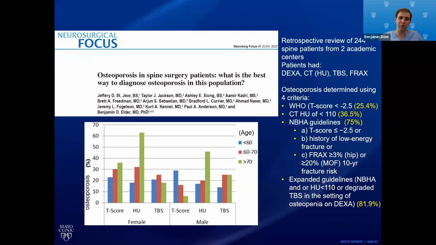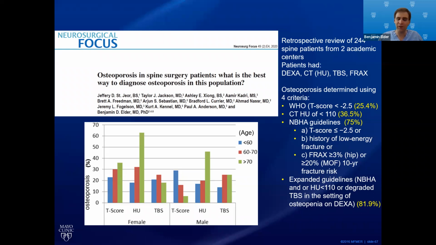And so we worked with Paul Anderson's group in Wisconsin to combine our patients together. So if we just went by World Health Organization criteria with a T-score less than minus 2.5, we only identified 25% of the patients. If we used a CT Hounsfield unit less than 110, we identified 37% of the patients. If we use the NBHA guidelines with T-score criteria, history of a low energy fracture, or FRAX criteria with greater than 3% hip or greater than 20% major osteoporotic fracture risk, then we got up to 75%. And if we combine all these together, we ended up identifying about 82%. So those seem to be the most sensitive measures.